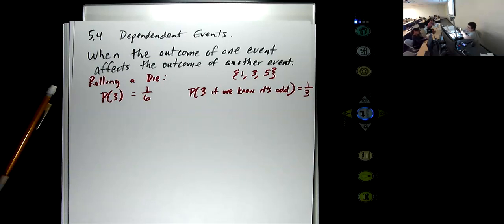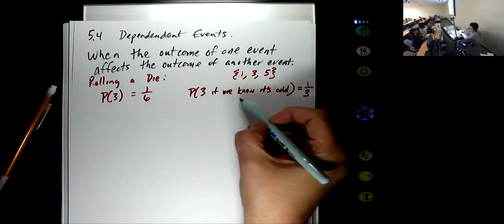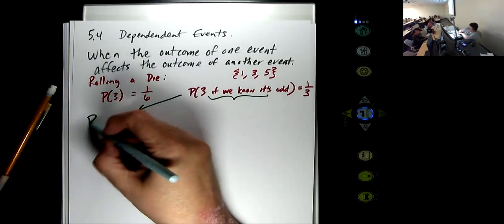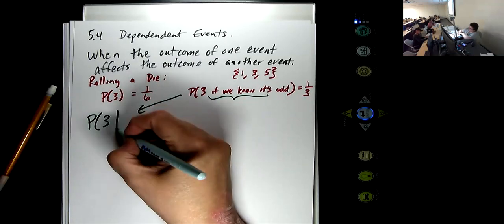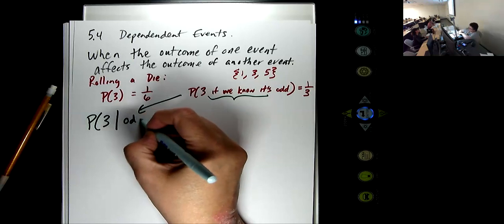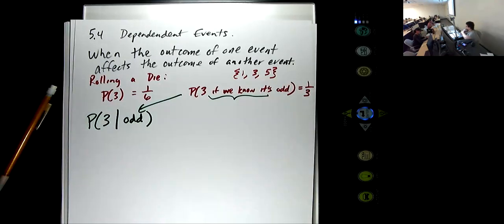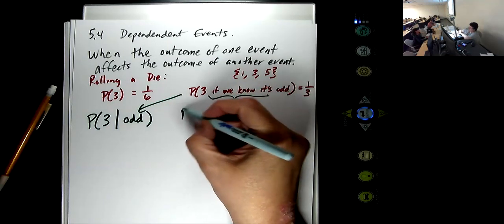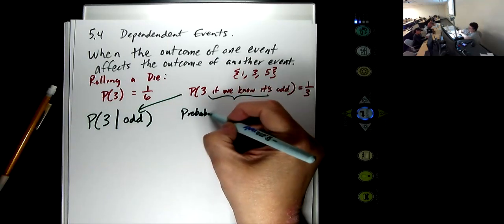The way they write this, rather than saying if we know it's, they write probability of 3, then a big vertical bar, and then they would say odd. And that bar is a handy way of saying given. So the probability of a 3 given that it's odd.